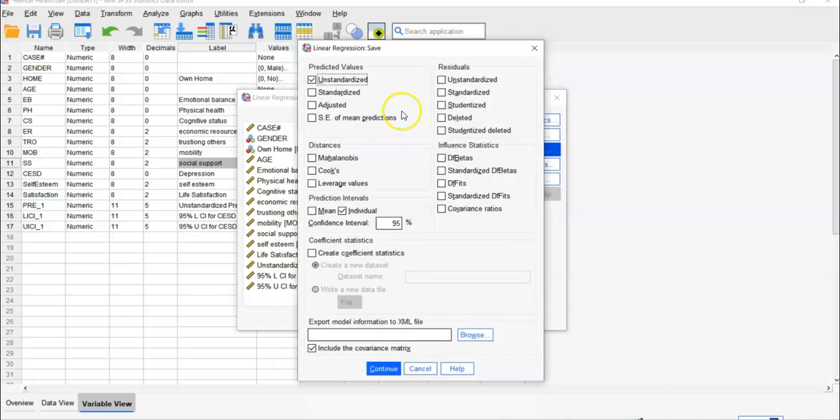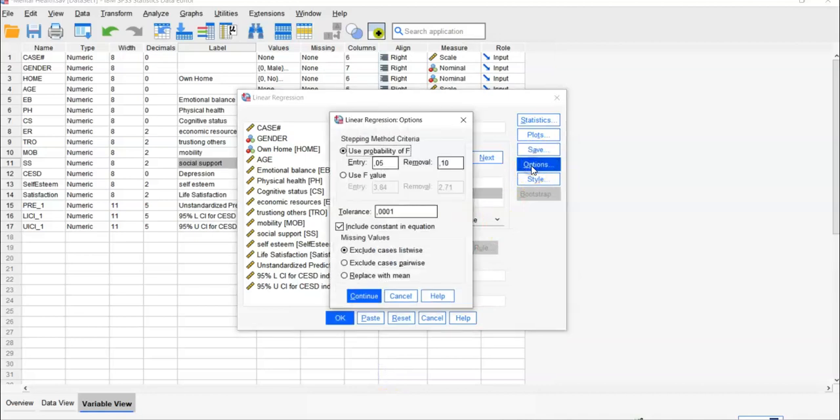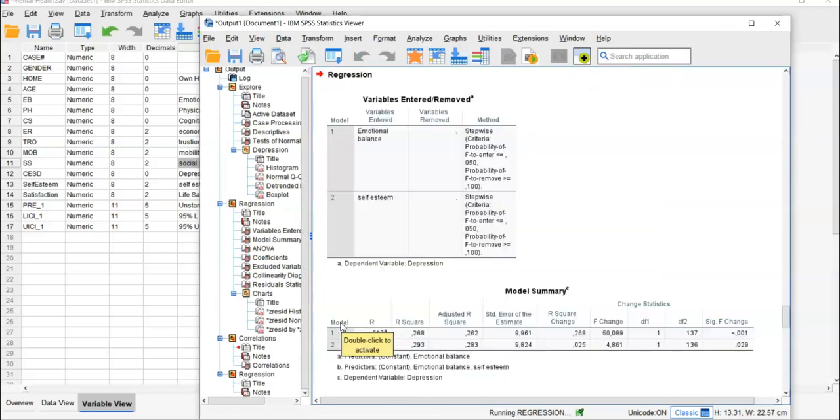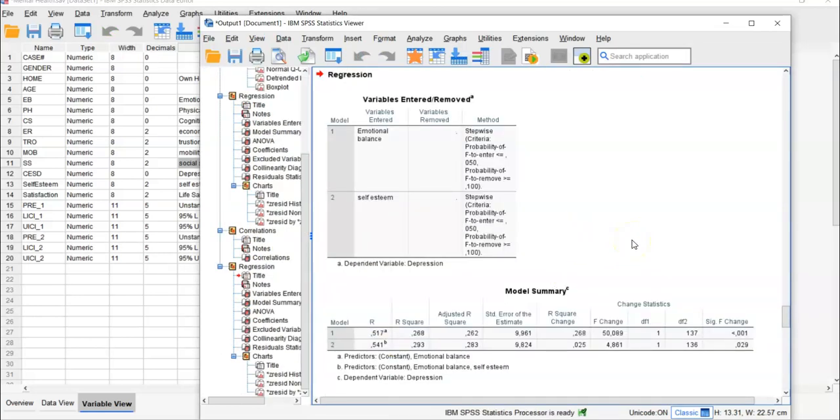And then in the Save option, unstandardized, and we want to know the prediction intervals of an individual. That is a confidence interval of 95%. So we will know for each individual the range of the lower and the higher value with the 95% confidence interval. So that is okay. And the options, that is default. So that is okay. So this generates the multiple regression output. So you can see stepwise is used, and by stepwise, the machine chose the factors emotional balance and self-esteem, both of them.